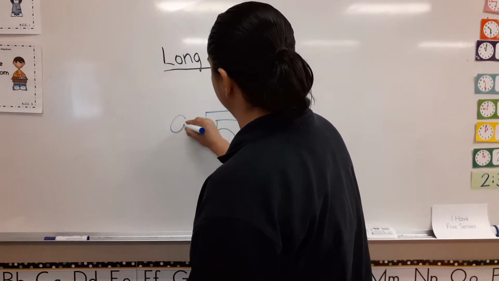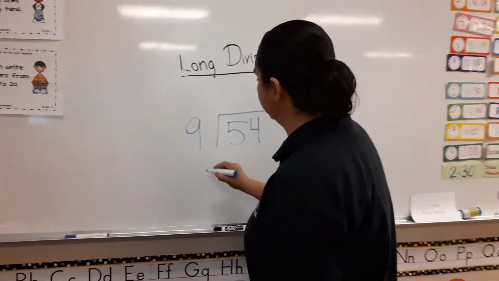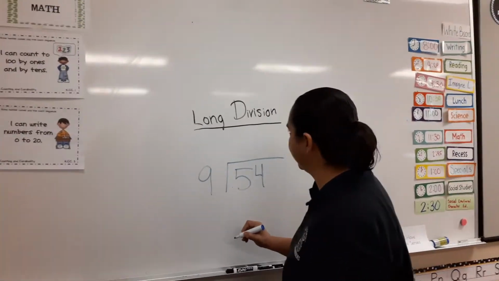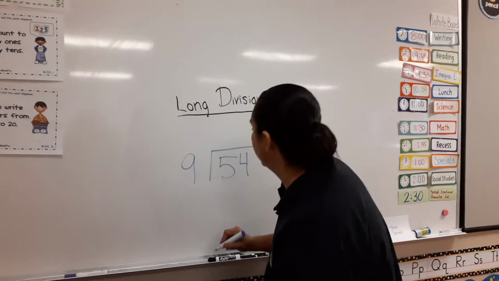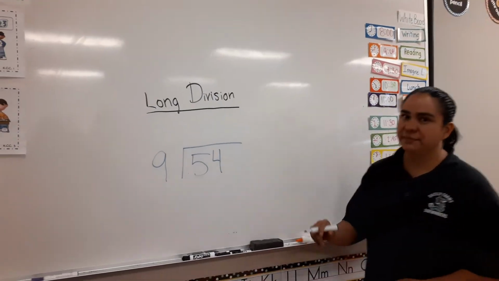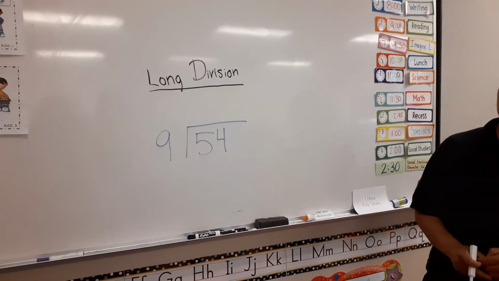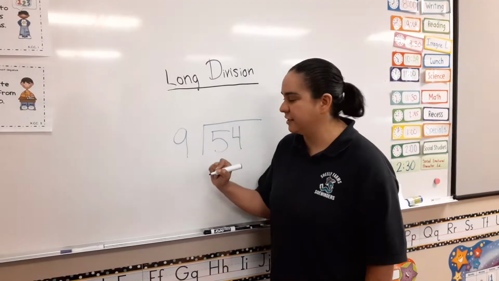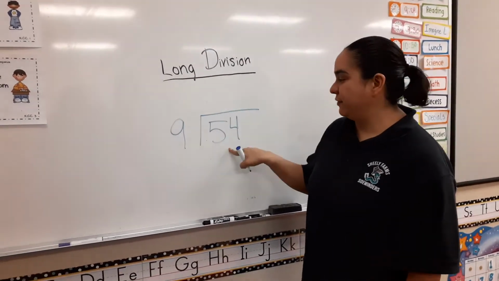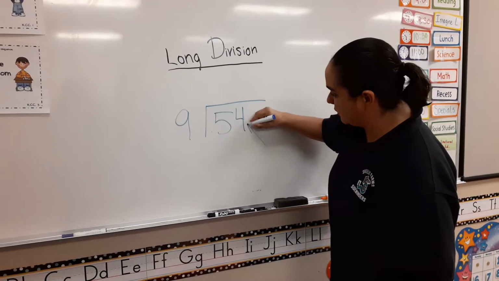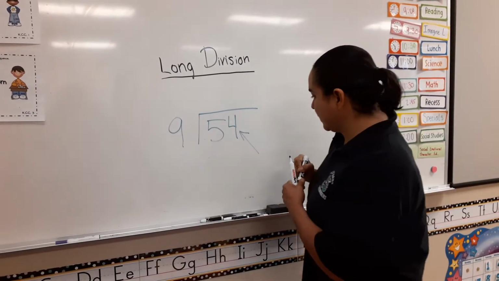So 54 divided by 9. The dividend, a number to be divided by another number. So which one do you think the dividend is? 54. If you guessed 54, then you guessed right.